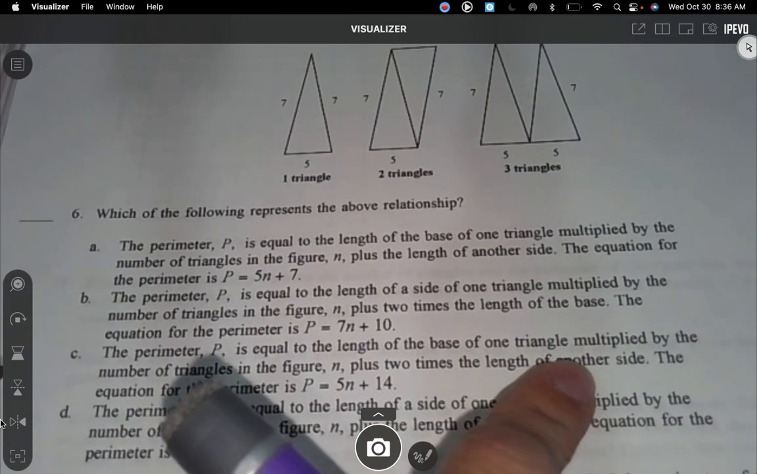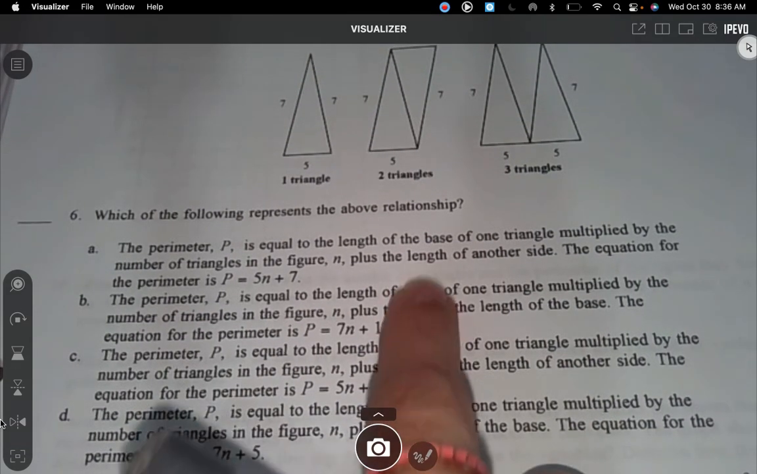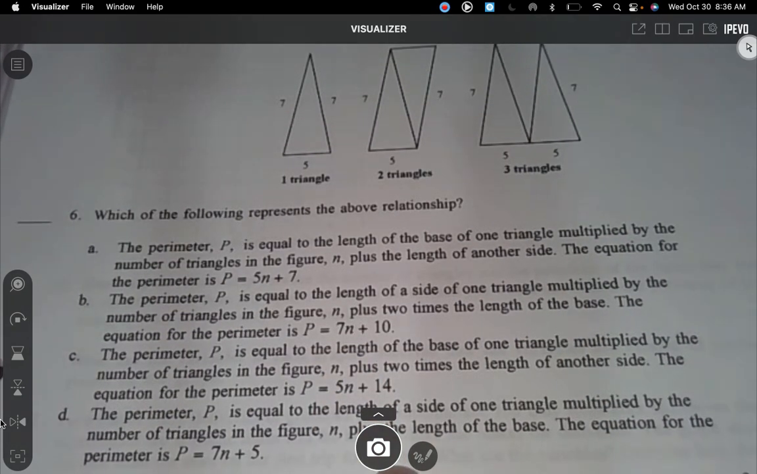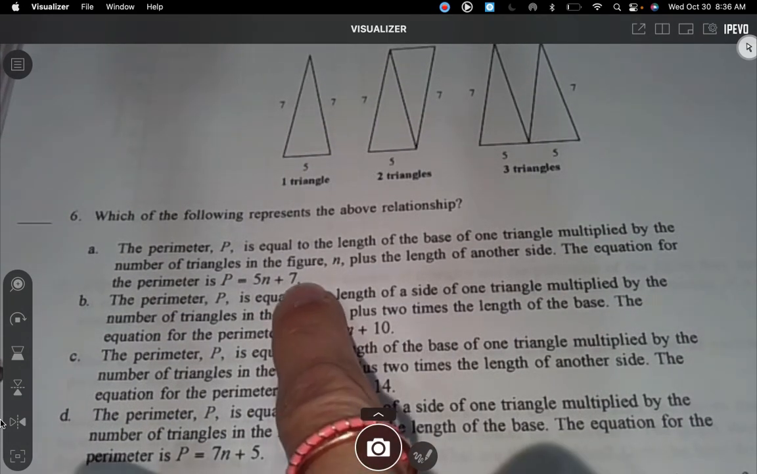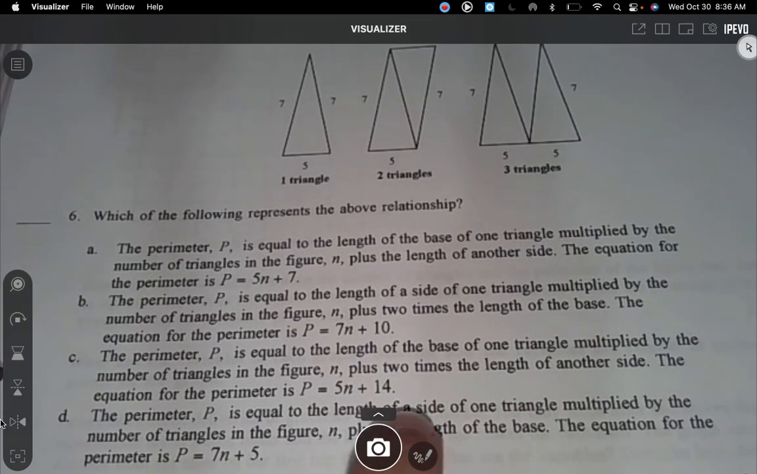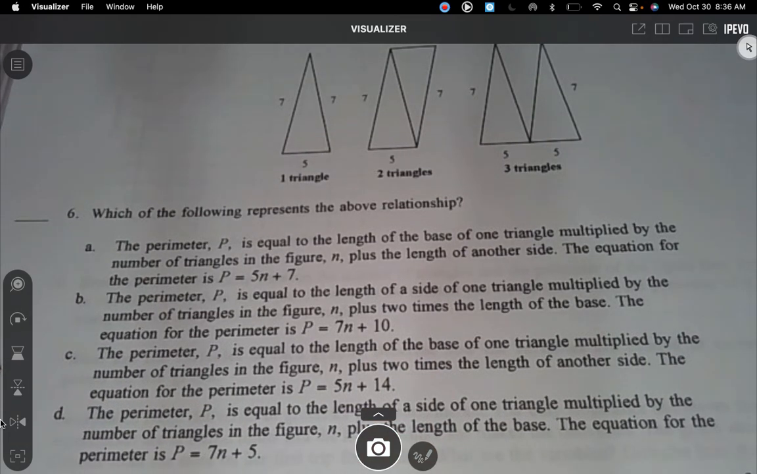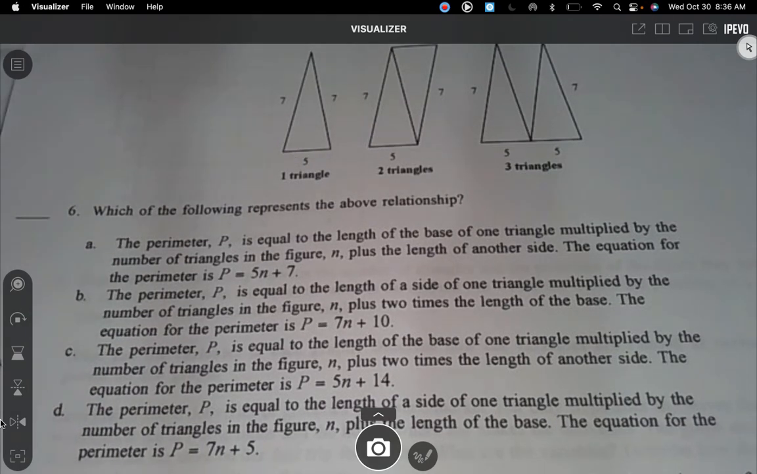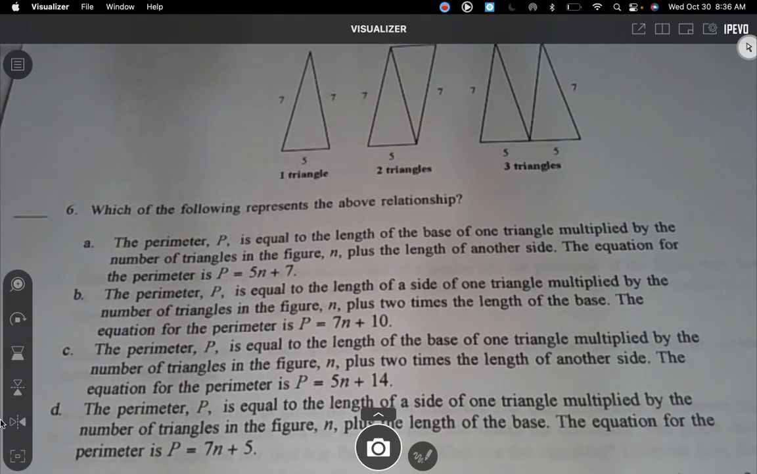So this one wants an equation. Y'all, that's a whole lot of words, right? It can be very confusing. Guess what you can just look at? Look at the equation. They don't use X and Y. They use P and N. All right, perimeter and number of, what does N stand for? I guess maybe number of triangles in each figure.